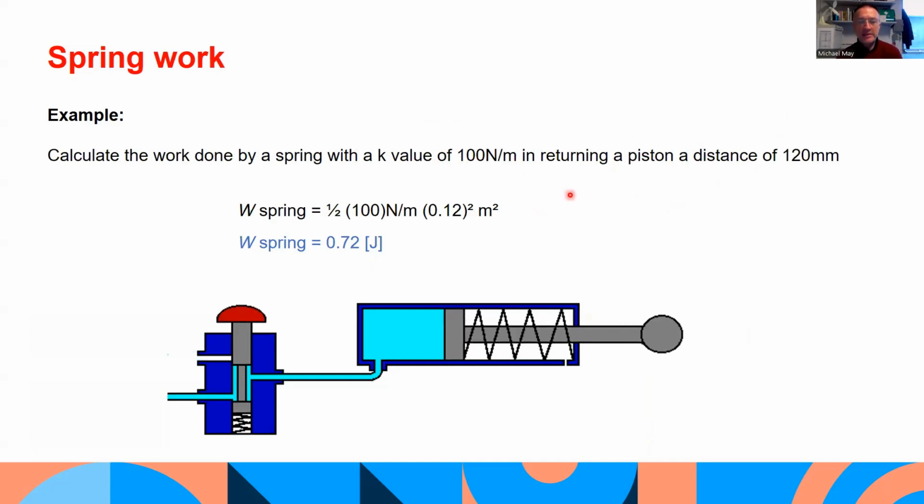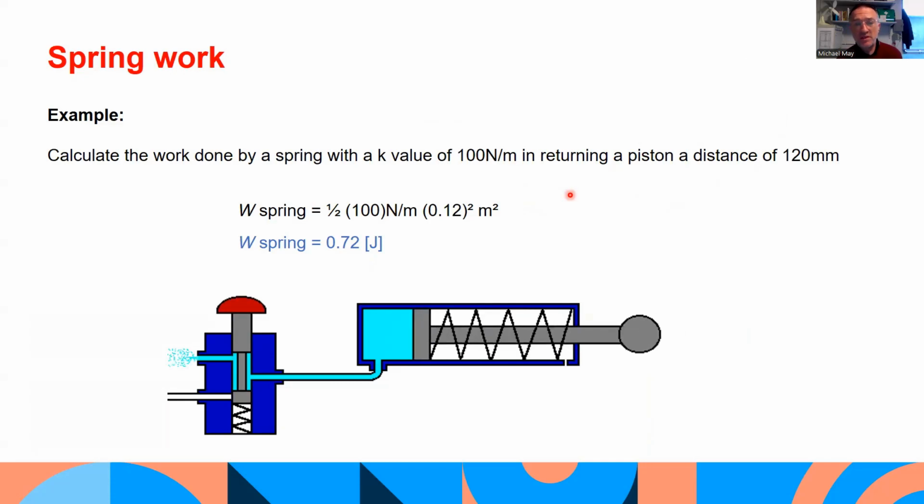Simple example here, this will be a pneumatic or a hydraulic system. It could be a materials handling system. It could even be a safety interlock or something like that.